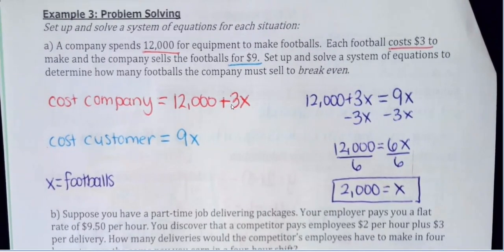Now, a lot of times when you do the word problems, they're not like the ones that we did on the front. You don't have to find the other variable here. It doesn't ask you what the cost is. It just says how many footballs. That's what the 2,000 is. So we don't have to plug anything back in or figure anything else out. If you wanted to, though, you could plug that back into either equation. The cost would be the same to the customer and to the company.